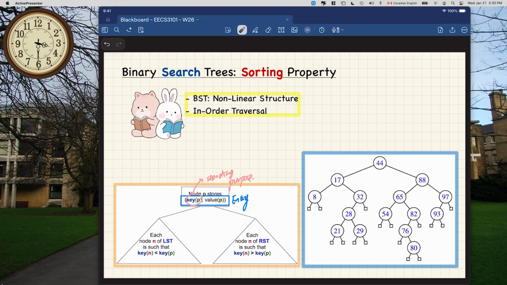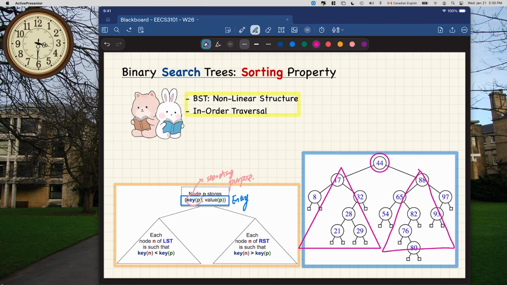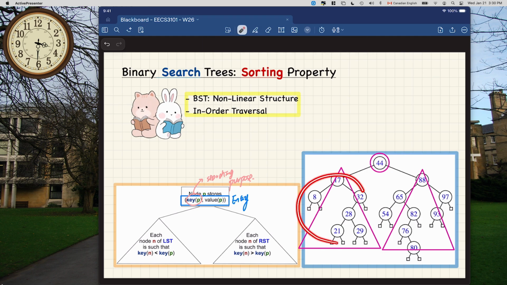Let's verify that right away. Let's say, for example, I look at this root, and then I can see the left subtree over here, and also the right subtree right here. You can double check, every node here is strictly smaller than 44. Every node here on the right subtree is strictly larger than the root.